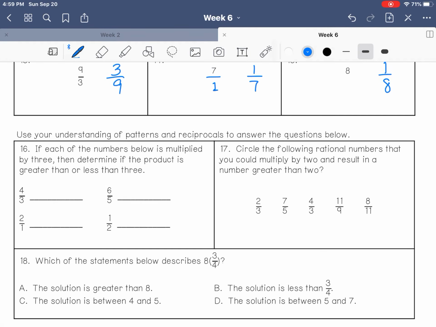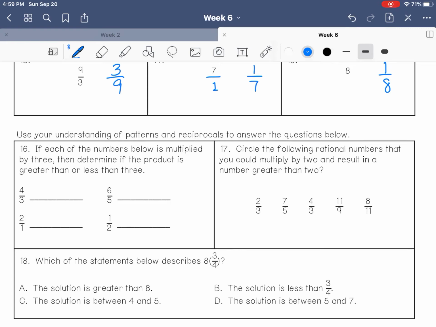Okay? What we've discovered is that if you multiply a whole number, or any number, times a proper fraction, you will cause it to be less. If you multiply a number times an improper fraction, you will cause it to be an increase. A proper fraction is less than 1. An improper fraction is greater than 1.